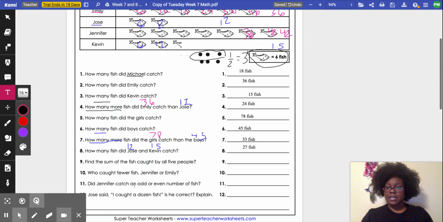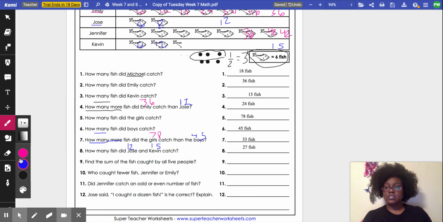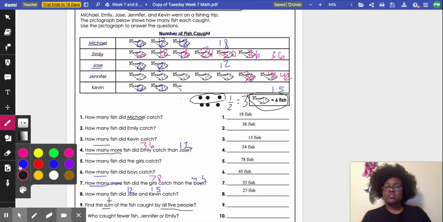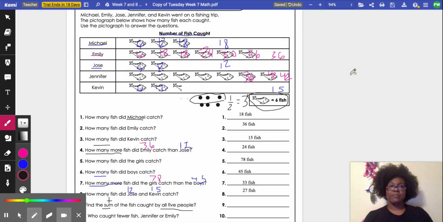On number 9, it says find the sum. All right, we know sum means that we're going to add. So I'm going to underline sum and put a plus sign. Find the sum of the fish caught by all 5 people. So what I'm going to do is I'm going to show you 2 ways to do this. The first way is by lining all these numbers up and adding them. I'm going to go ahead and do that.